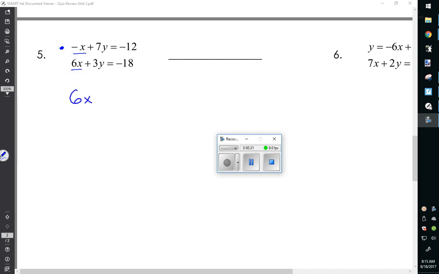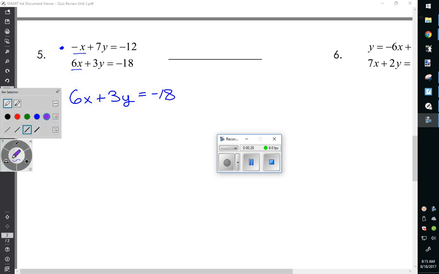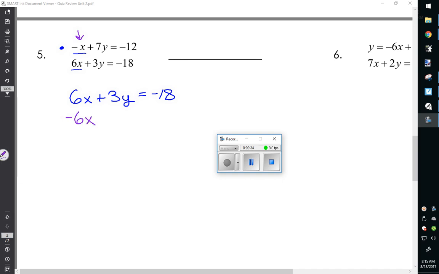So on the bottom equation, I'm just rewriting 6x plus 3y equals negative 18. Hopefully you're thinking I can multiply that top row by something to get me the opposite, which would be negative 6x. What would I need to multiply that top row by to get me that negative 6? If we can think about 6 there, let's see. 6 times that would get me negative 6.